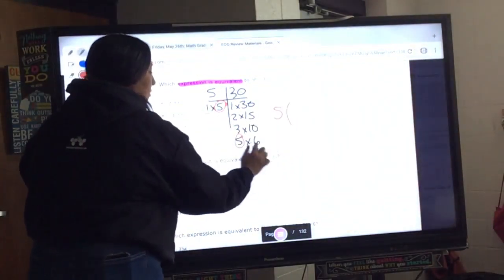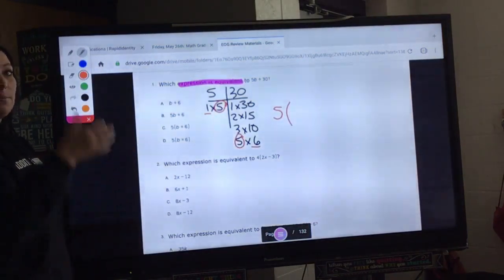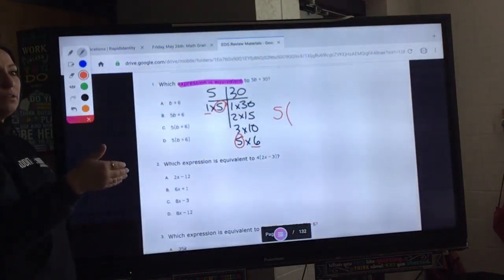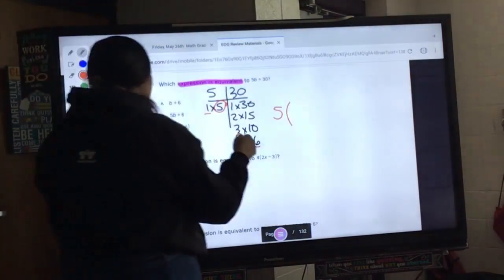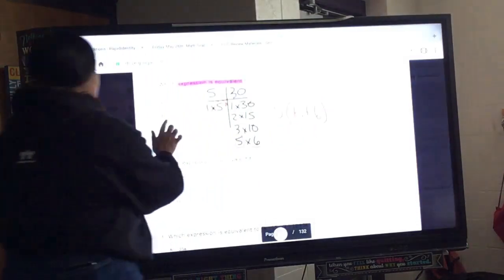And then remember, the number right next to it does what? Perfect, it goes on the inside, so then we have b plus 6. That is our answer.